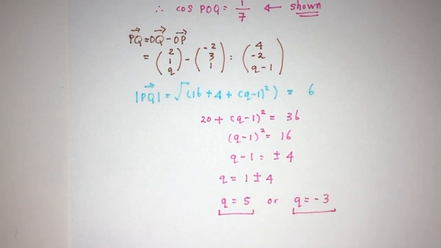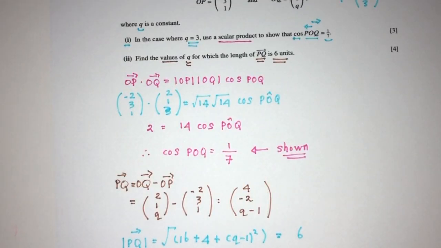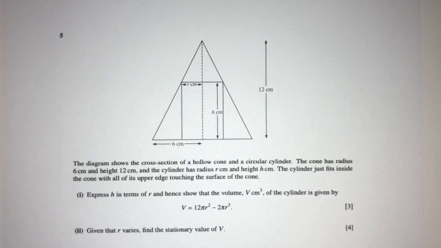Okay, this will be the values of Q for which the length of PQ is equal to 6. Let's move on to the next question. So the diagram shows a cross-section of a hollow cone and a circular cylinder.